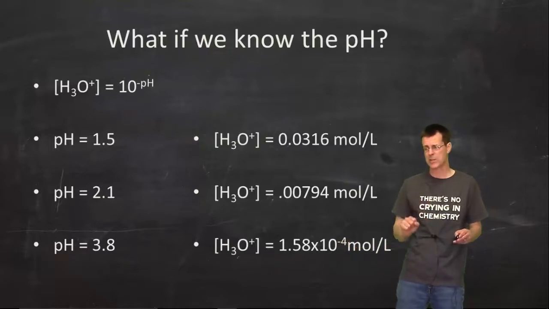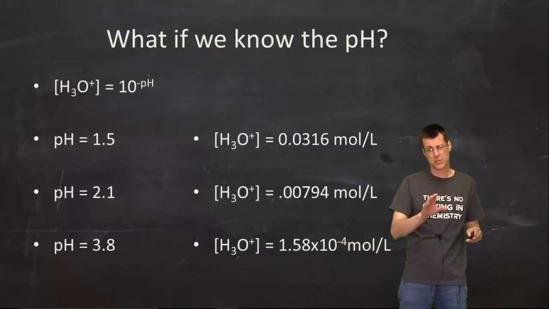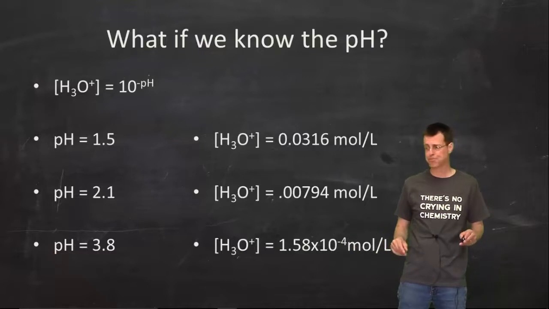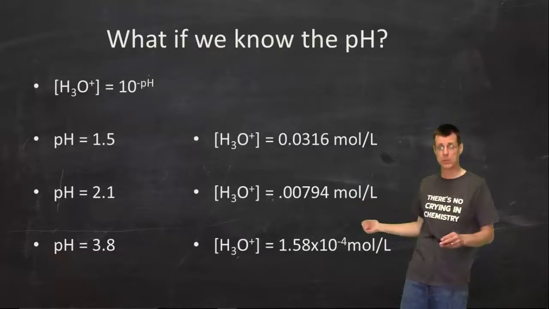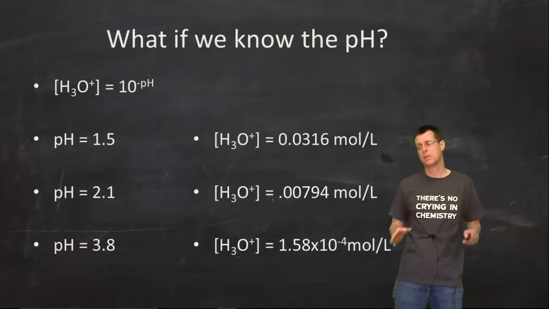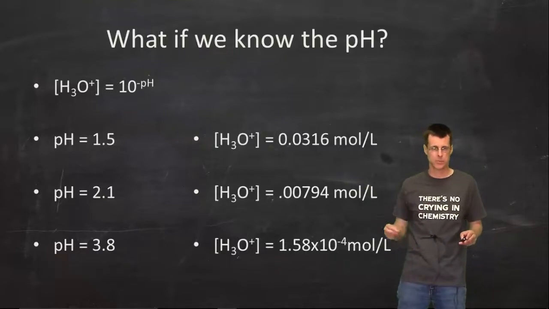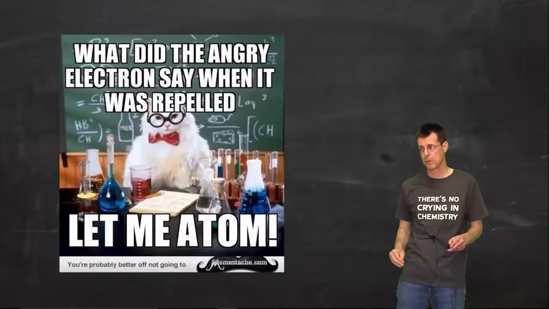Now your calculator might have said decimal 0.00158 or something like that, moles per liter. Actually, it wouldn't tell you moles per liter. You need to write down moles per liter, and it might not have put it into scientific notation. It might have 3 leading zeros.